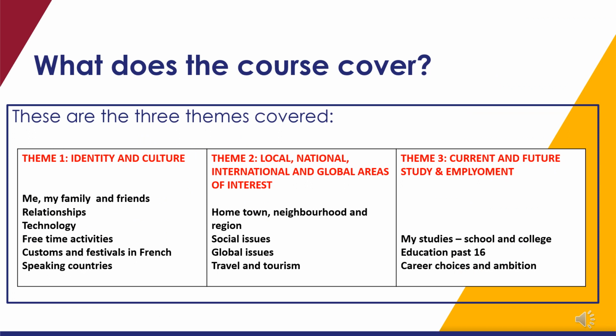So GCSE, what does it involve? During the 2 years of GCSE, we will be exploring the 3 themes: identity and culture, local, national, international and global areas of interest, current and future student employment. Your children will recognize already some of the themes that we've already done at Key Stage 3. For example, me, my family and friends, technology, free time activities, as well as talking about their hometown and their studies. We're going to look back at all of these topics in much more depth.